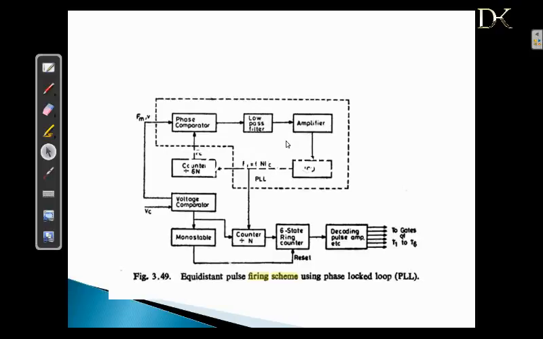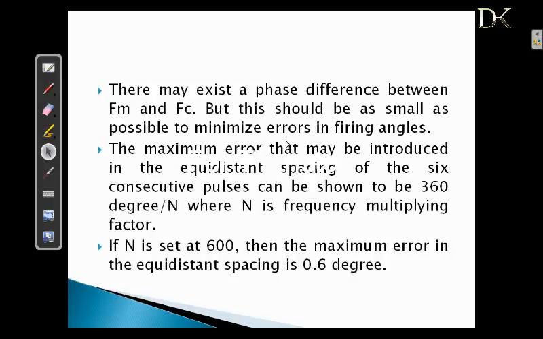The maximum error that may be introduced in the equidistant spacing of the 6 consecutive pulses can be 360 degrees divided by n, where n is the frequency multiplying factor. So if n is 600, the maximum error in equidistant spacing is 0.6 degree. 360 by 600, which is basically 36 by 60, so it is 0.6.